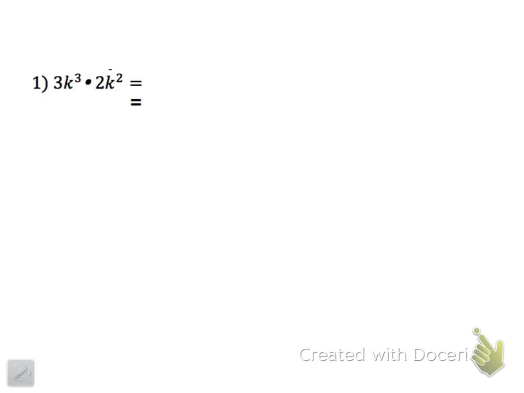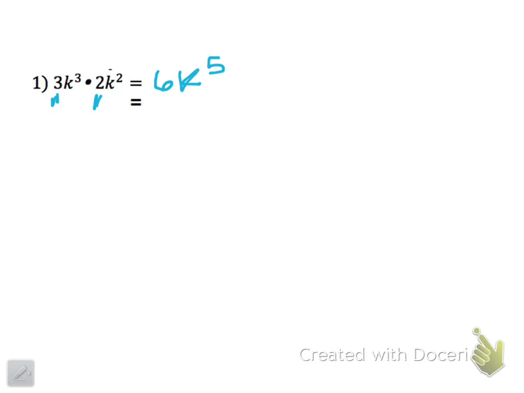This one we're going to multiply the coefficients. Coefficients in this are going to be the numbers in front of the terms. So 3 times 2 is going to be 6 for this. And then we're going to add the things with the same base. So we're going to add the k's. So we're going to get k, 3 plus 2 is 5.